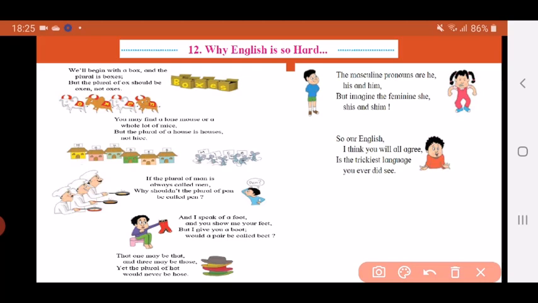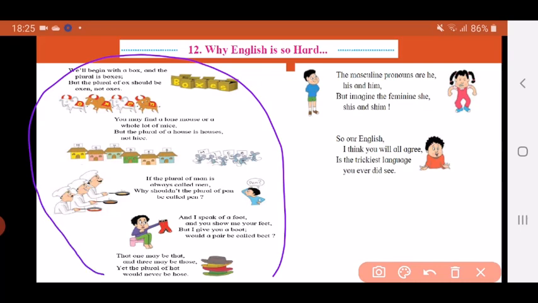So here in all these stanzas that we read, the poet is confused with singular and plural. That's why he is finding English so hard.